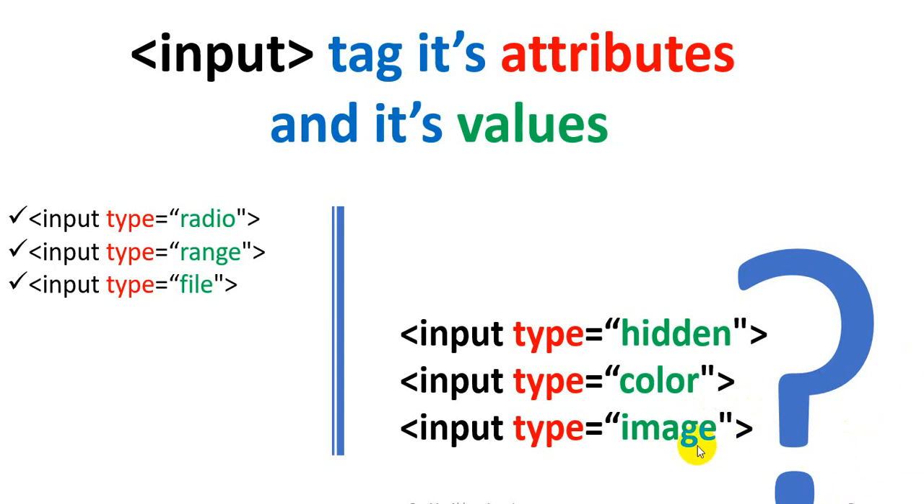Only difference is that input type equal to submit will create a submit button, but input type equal to image creates a submit button with an image. Means we have to add a certain image by using one of its attributes, that is src. So we will see one by one.